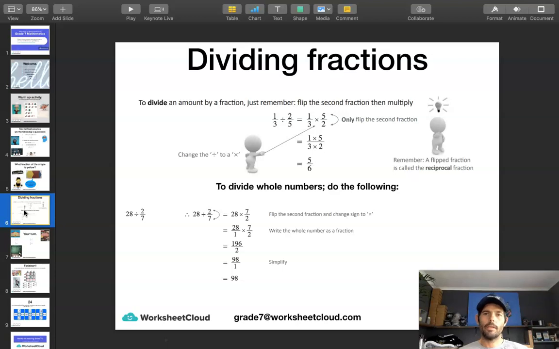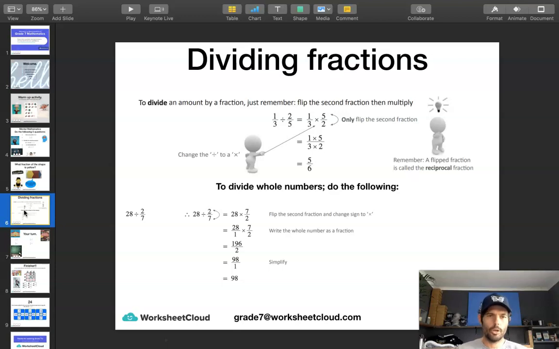If I've got 28 divided by 2 over 7, it becomes 28 multiplied by 7 over 2. I can therefore multiply the 28 and the 7 together to get 196. And I can multiply the 2 and the 1 together to get to 2. And when 196 is divided by 2, I get to 98.